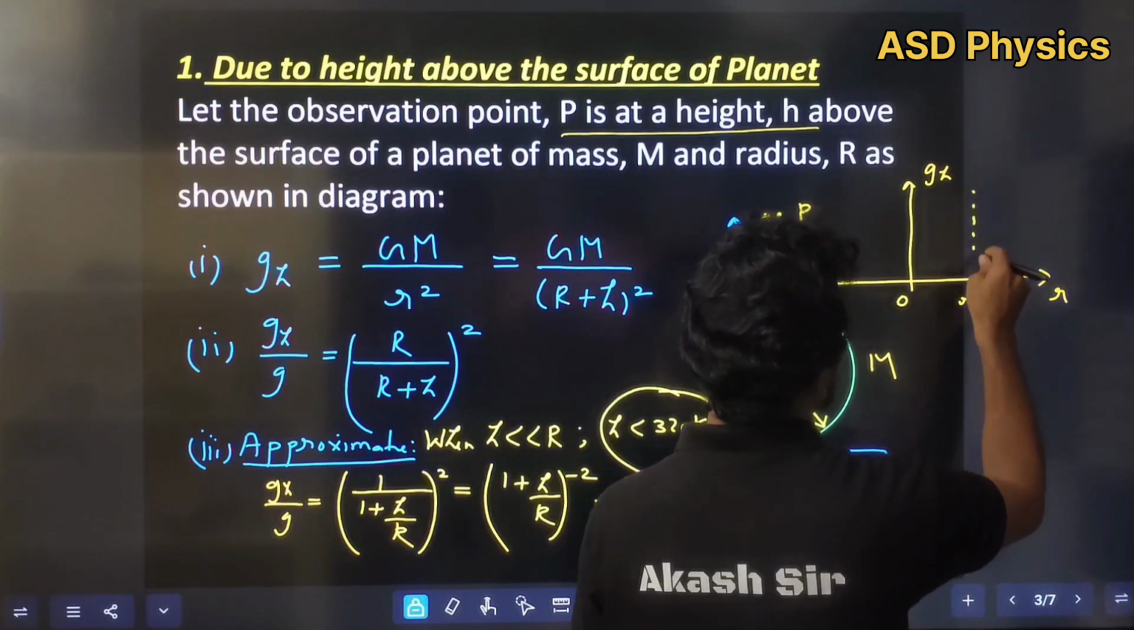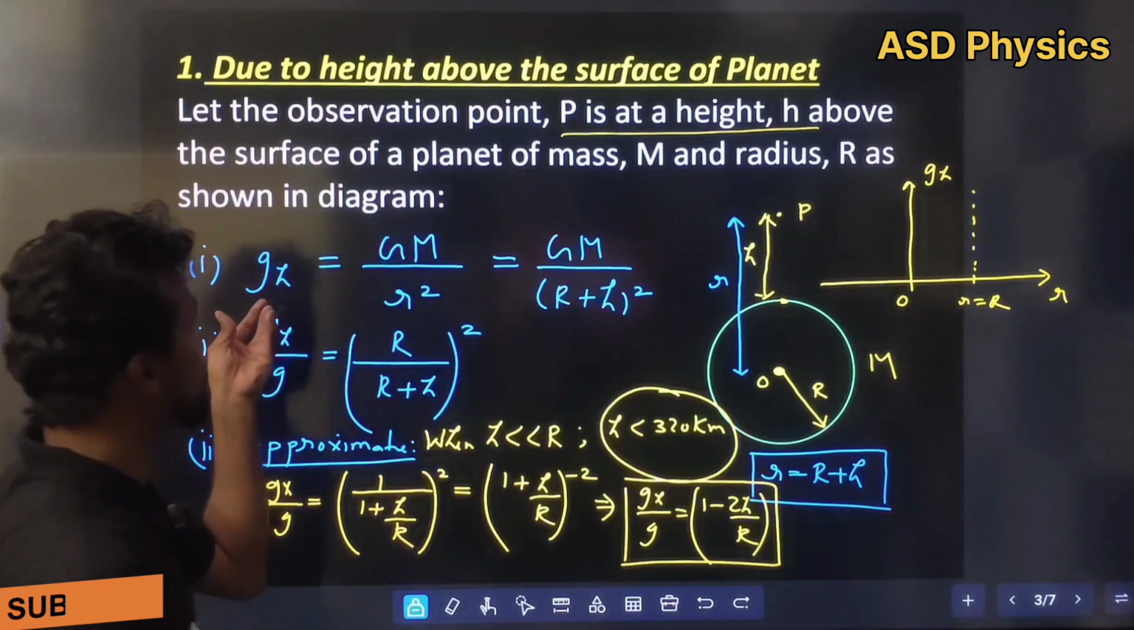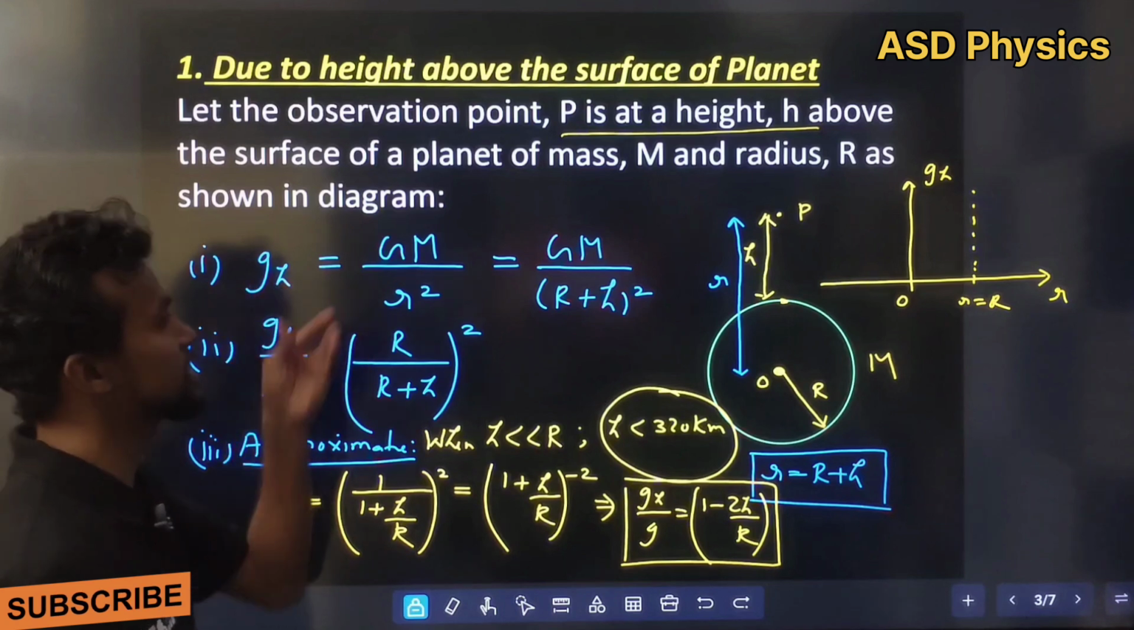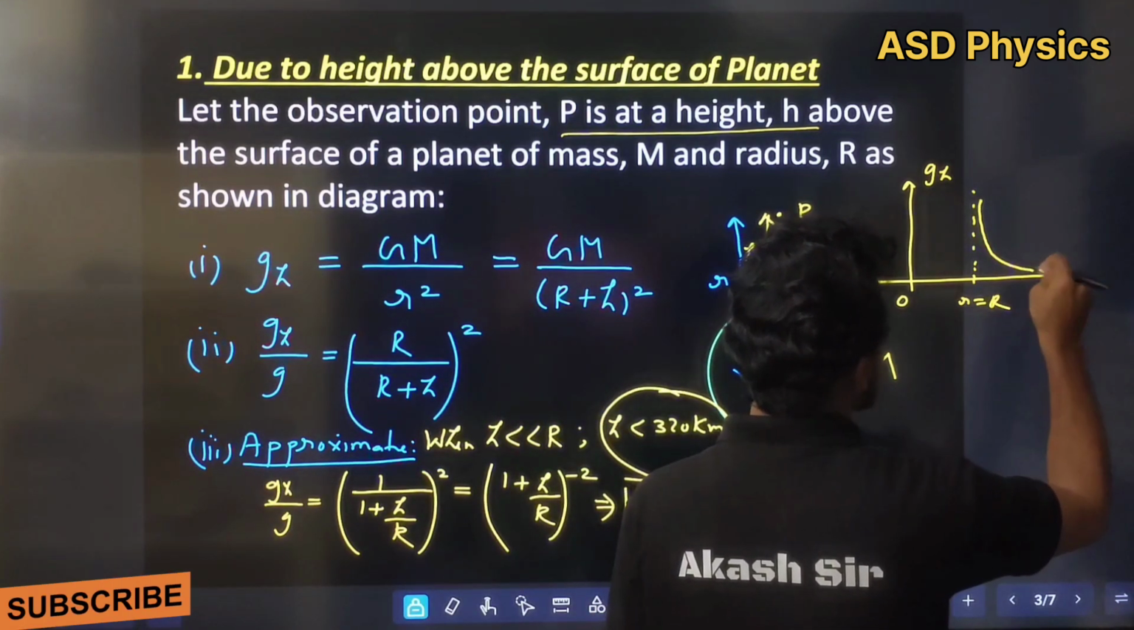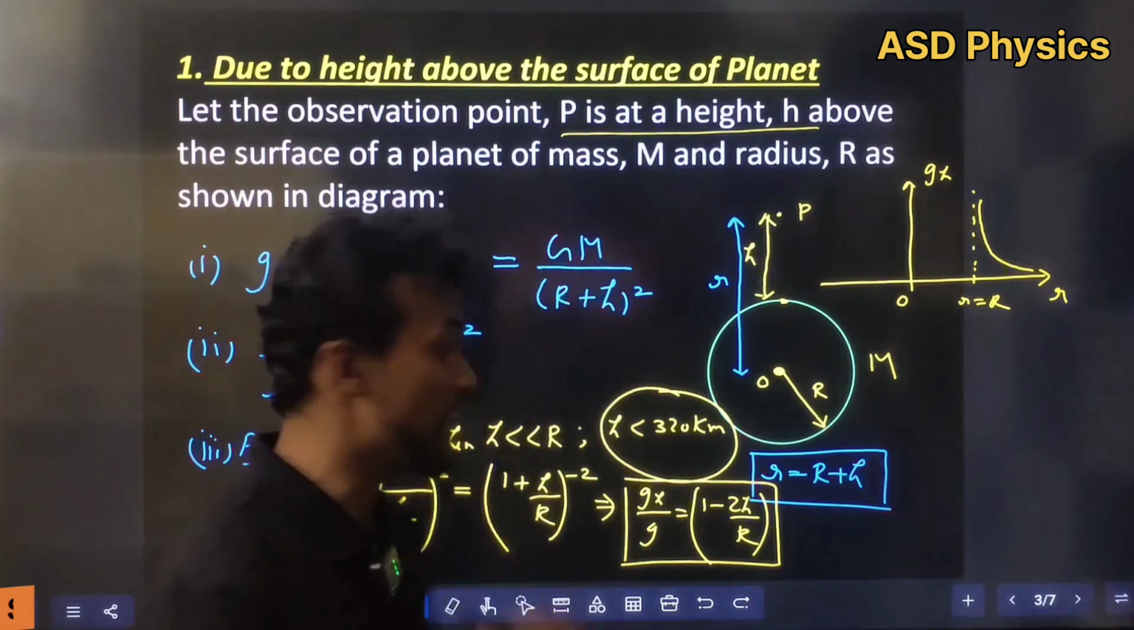So this is outside. So what we can see here, gh is inversely proportional to r square. Then how will the graph be? The graph will go like this. This is the gh versus r graph.